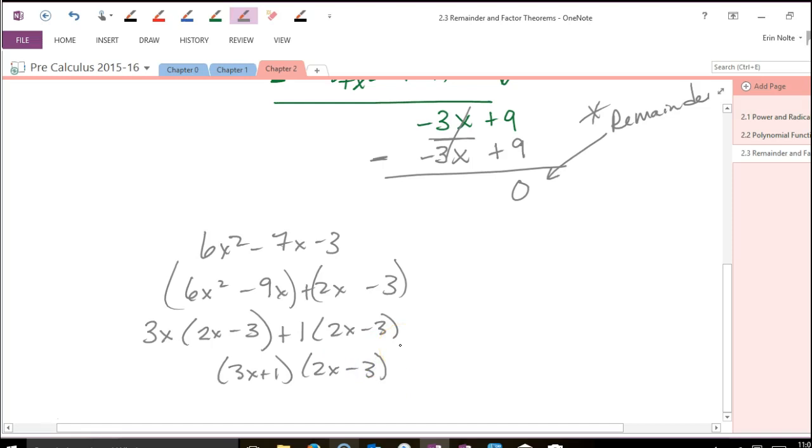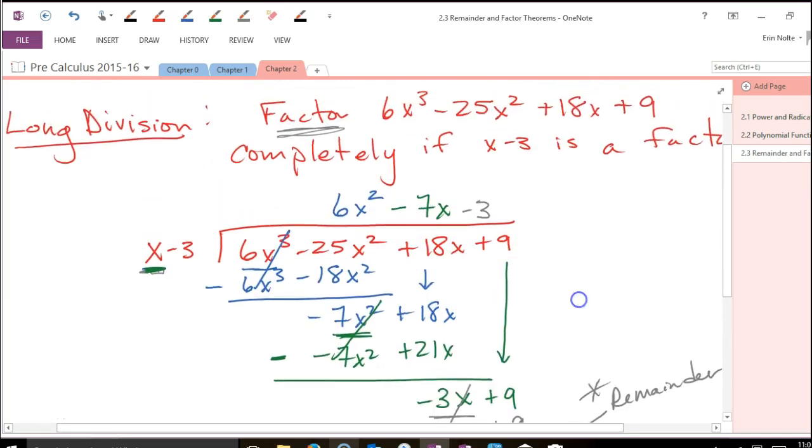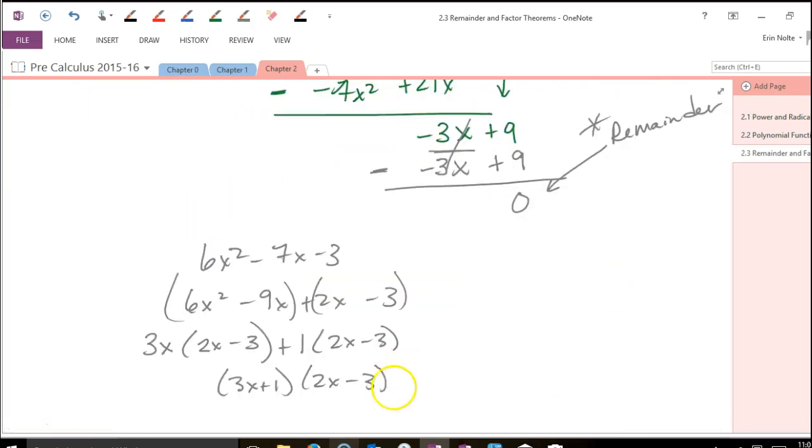Okay, so notice, I just factored 6x squared minus 7x. That's the factored version of that. Remember my original statement was completely factor this one up here. So what's the one quantity I need to include in my final answer? X minus 3, because x minus 3 is a factor. So I'm going to say x minus 3 at the end here.